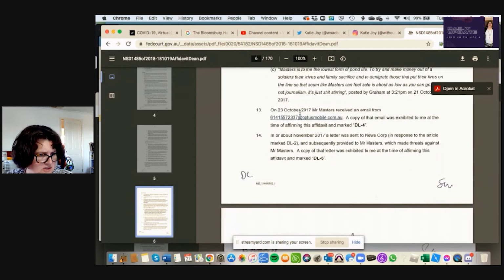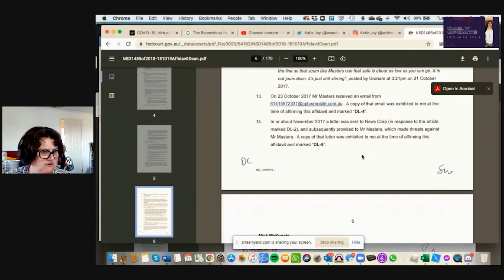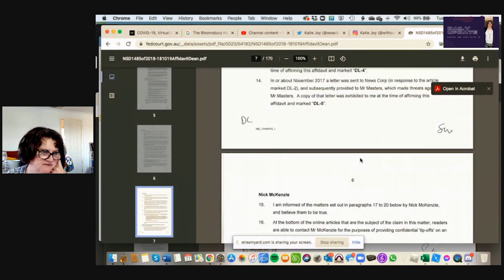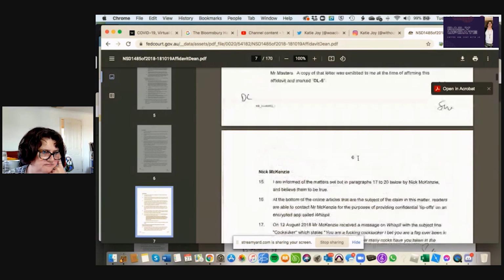On the 20th of October 2017, Mr. Masters received an email. A copy of that email was exhibited to me. So they've put that, so it's DL4. In or about November 2017, a letter was sent to News Corp in response to the article marked DL2 and subsequently provided to Mr. Masters, which made threats against Mr. Masters. A copy of the letter was exhibited to me at the time of the affidavit and marked DL5.